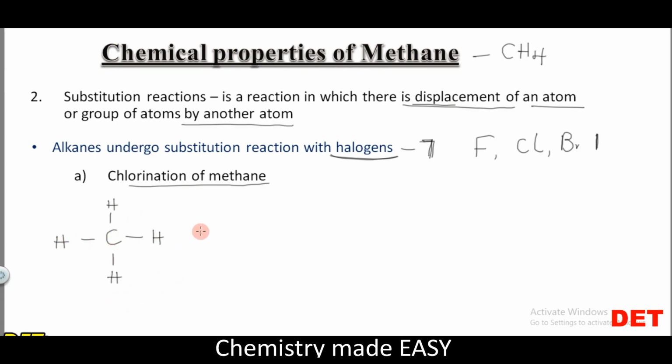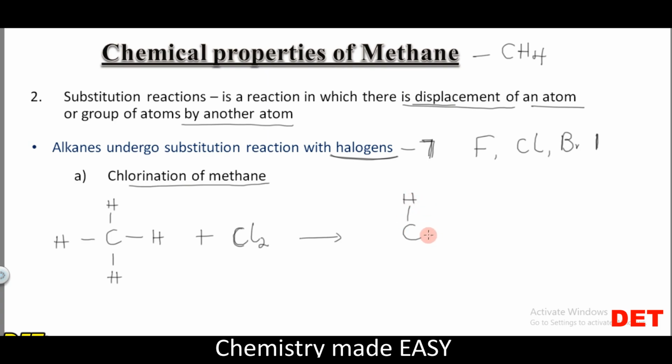So when methane reacts with chlorine, that form of reaction is referred to as what? A substitution reaction. So when methane reacts with chlorine, what will you get? We have two chlorine here, Cl2. Chlorine is an example of a diatomic element. So one of these chlorine will displace one of these hydrogen from here.